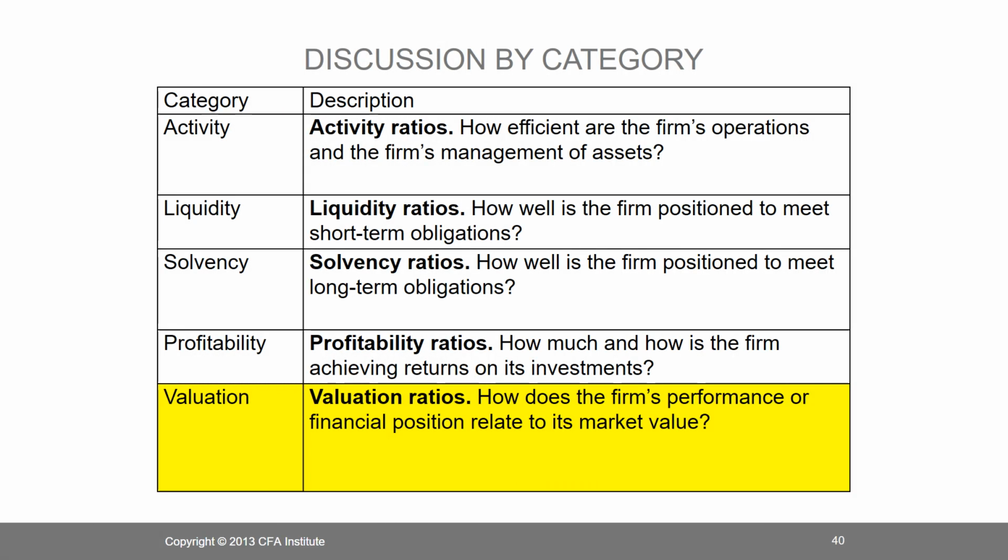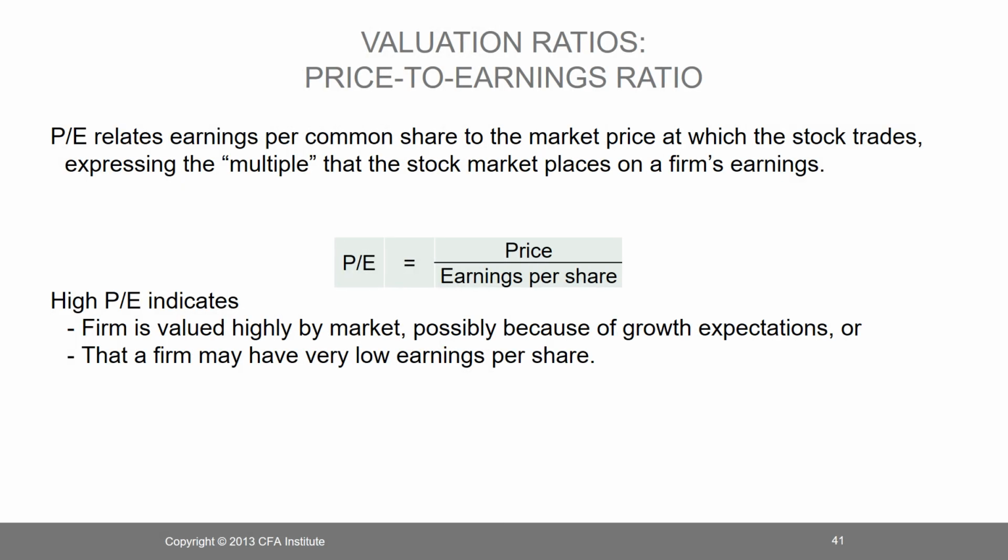And the final ratio category we're going to look into is the valuation category. The valuation ratios basically try to assess how the firm's performance or financial position relates to its market value. And of course, we have to begin the valuation ratios with the price to earnings ratio, or the PE ratio. Probably the most widely cited indicator in discussing the value of equity securities, it basically relates the share price to the earnings per share, or the EPS.